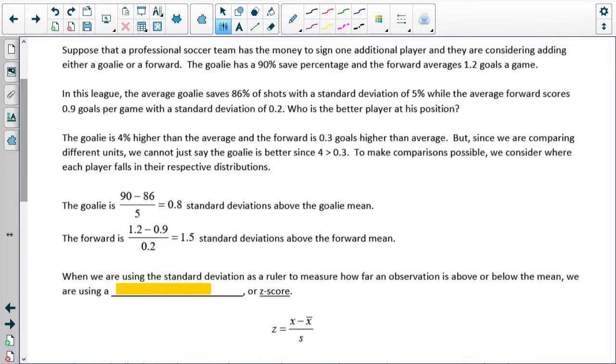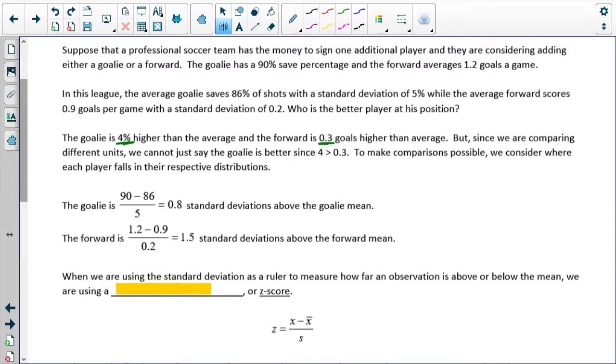So notice that an average goalie saves 86% of shots, standard deviation of 5%. Average forward gets 9/10 of a goal per game with a standard deviation of 0.2. Who's better at their position? So the goalie is 4% higher than average, and the forward is 0.3 goals higher than average.